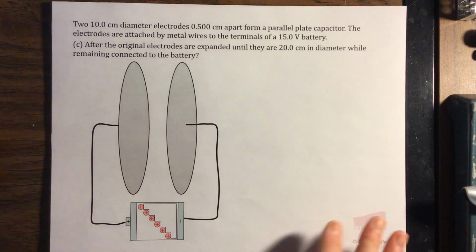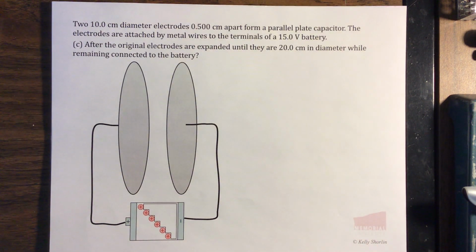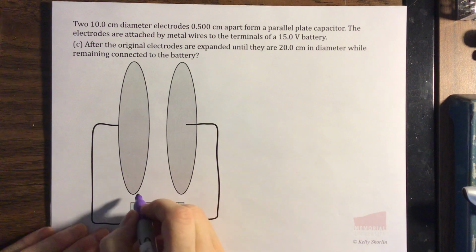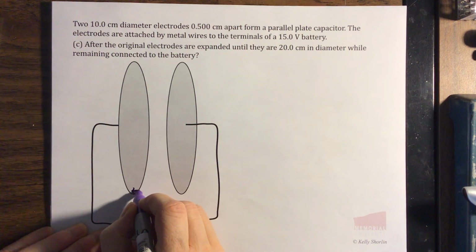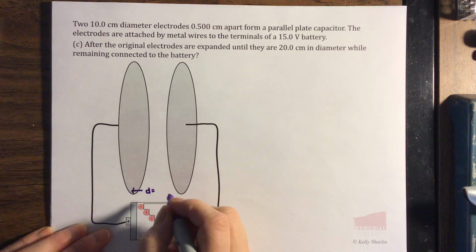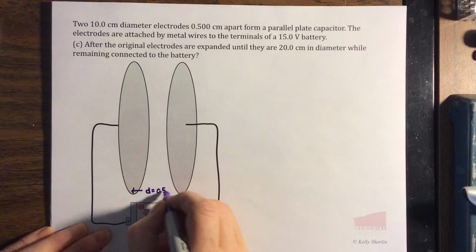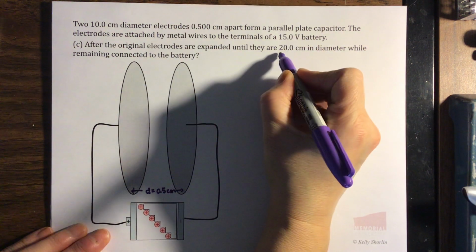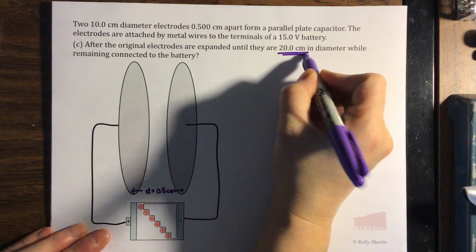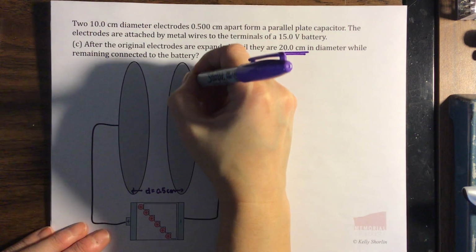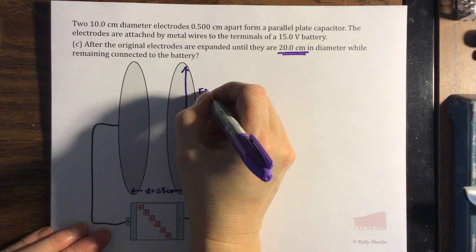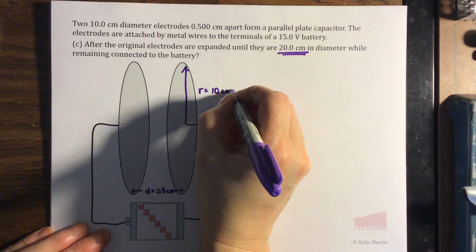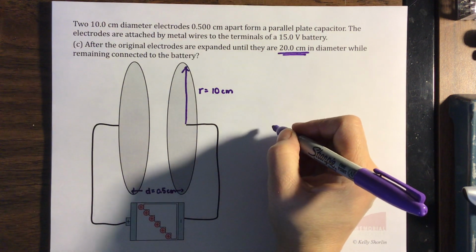For part C, we're going to do a new setup. In part C, we're going back to our original plate separation. D is equal to 0.5 centimeters. But we're changing the radius of the plates. So now they go up to 20 centimeters in diameter, or radius of 10 centimeters. Let's see what happens this time.